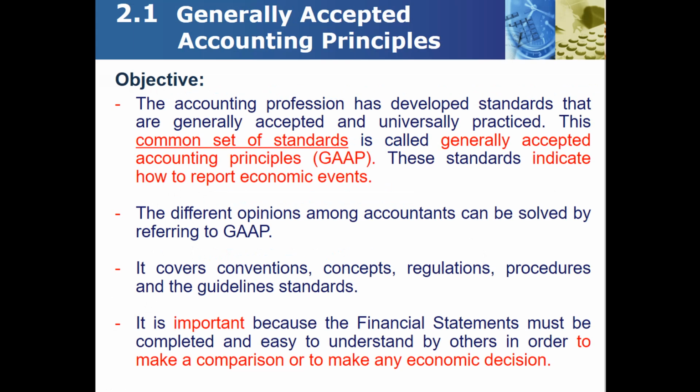2.1 The objective of Generally Accepted Accounting Principles, GAAP, are: the accounting profession has developed standards that are generally accepted and universally practiced. This common set of standards is called Generally Accepted Accounting Principles, GAAP. These standards indicate how to report economic events. The different opinions among accountants can be solved by referring to GAAP.